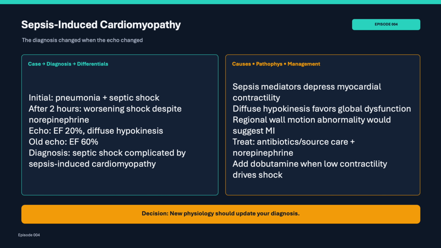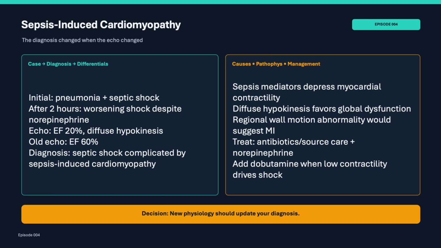The patient no longer had only distributed shock from vasodilation. She also had acute myocardial dysfunction contributing to low cardiac output. The updated diagnosis was septic shock complicated by sepsis-induced cardiomyopathy. Important differential diagnoses included acute myocardial infarction, myocarditis, stress cardiomyopathy, and previously unrecognized chronic systolic heart failure.